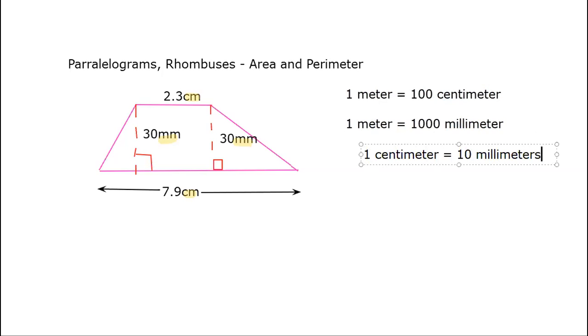So if we're going to convert our measurements to centimeters, we're going to go from millimeter to centimeter. So we're going to go this way. That's getting smaller. That means we're going to have to divide, because it's getting littler. So we're going to divide by 10. So that means that this is 3 centimeters tall. 3 centimeters, and 3 centimeters.